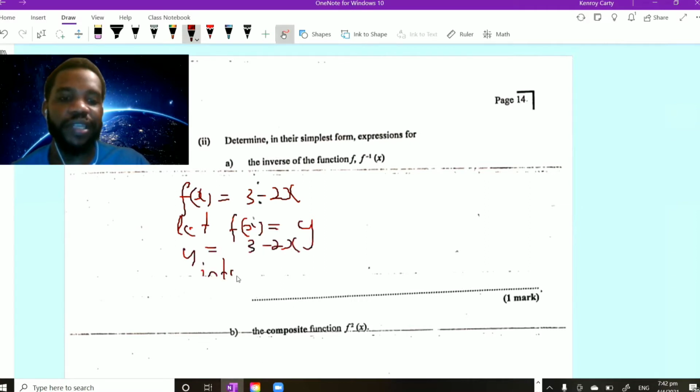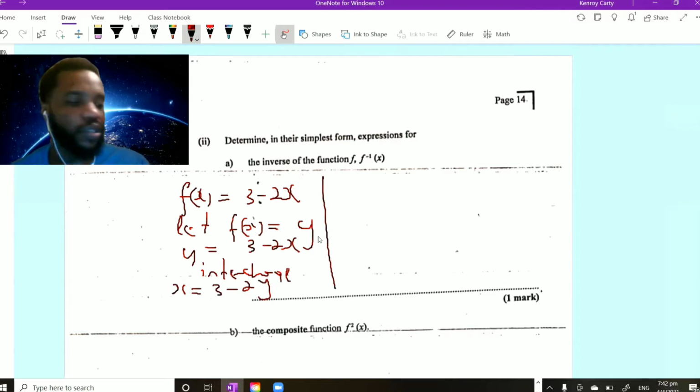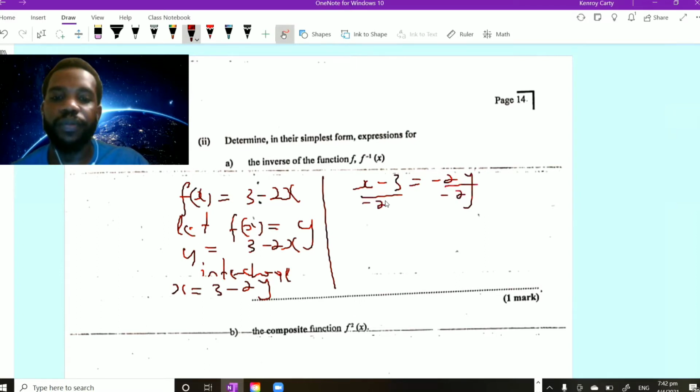Then we interchange x and y. We could have done it without interchanging, but we'll do it. So we're going to have x is equal to 3 minus 2y. Now, this is a matter of transposing to get back y, because once we get y, whatever y is equal to, that is the inverse of the function. So I can start by taking over the 3. So I could say x minus 3 is equal to -2y. We want y, so we can divide both sides by -2. So y is equal to x minus 3 over -2.